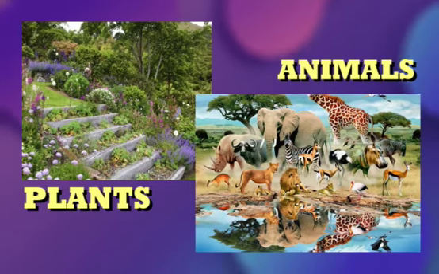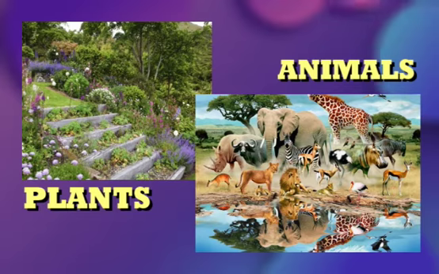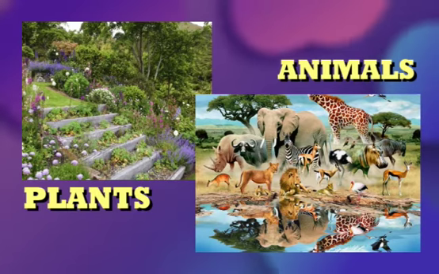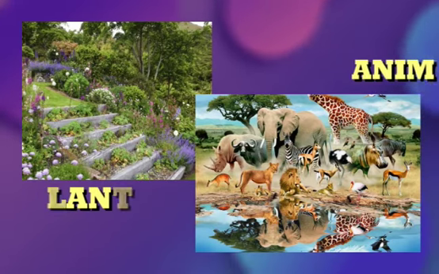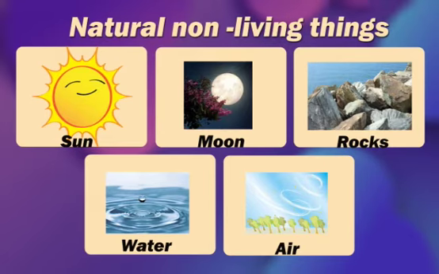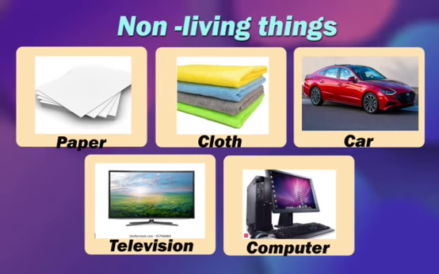You can see many things around you. There are various kinds of plants and animals. There are also a large number of non-living things. Some of these are natural, while others are made by humans. The sun, moon, rocks, water, and air are natural non-living things. Paper, cloth, cars, televisions, and computers are non-living things made by humans.